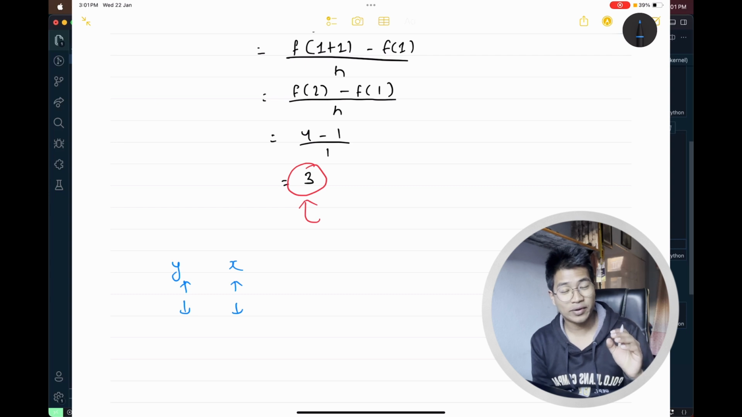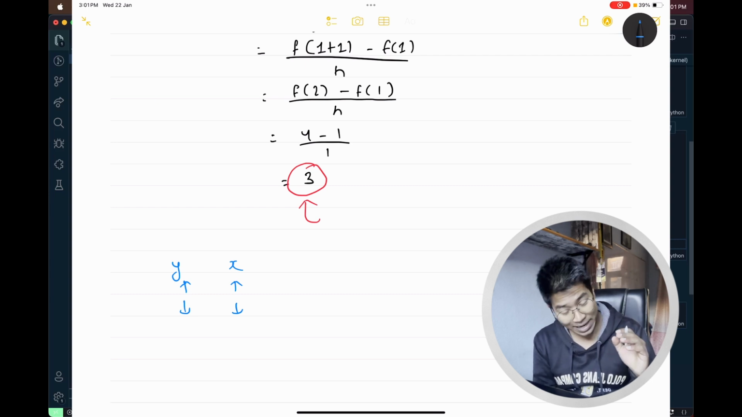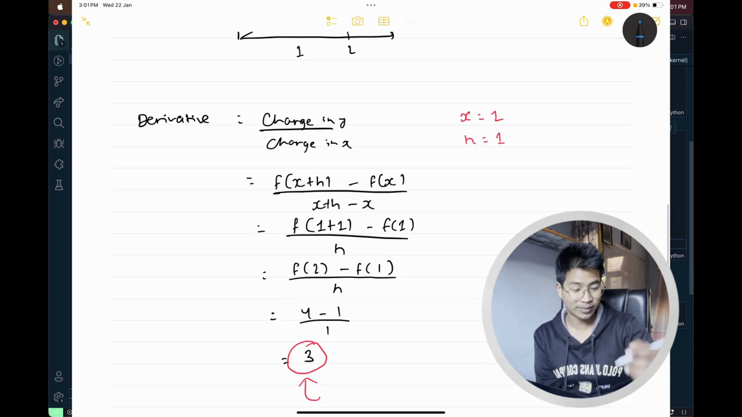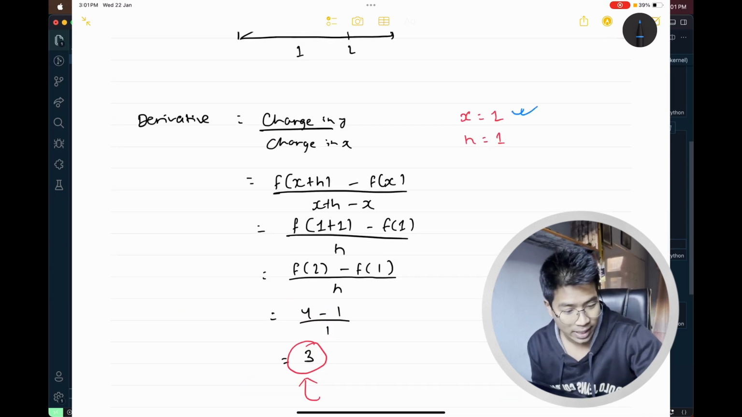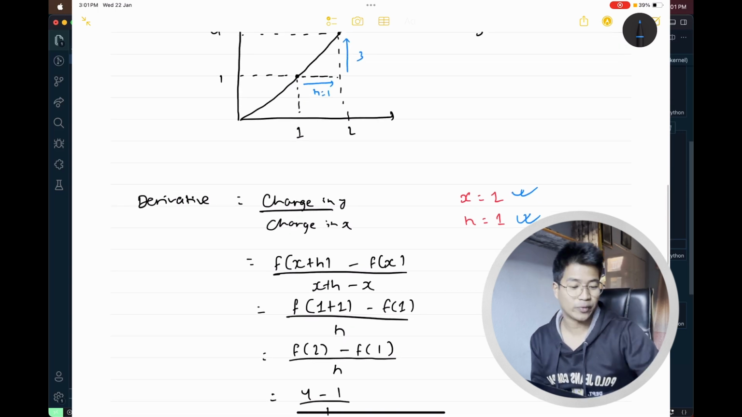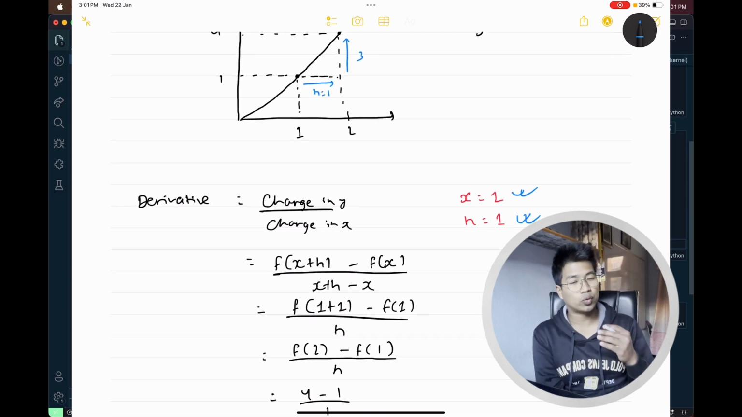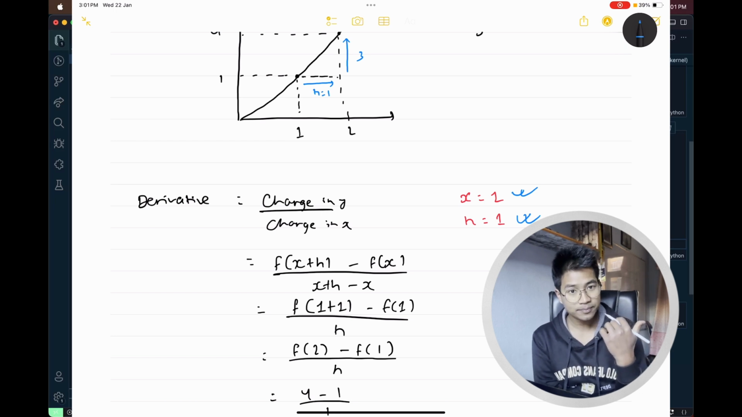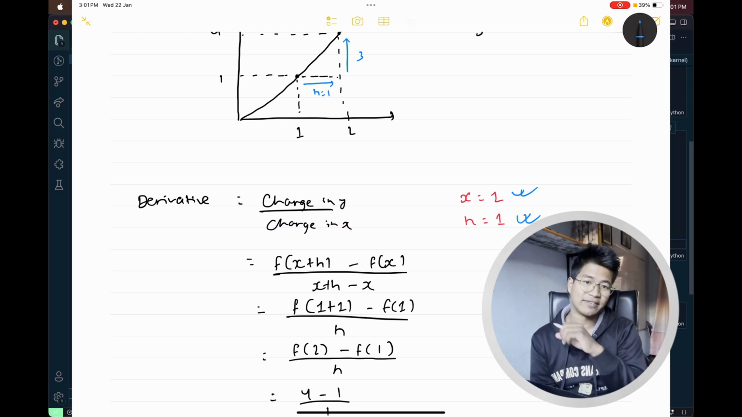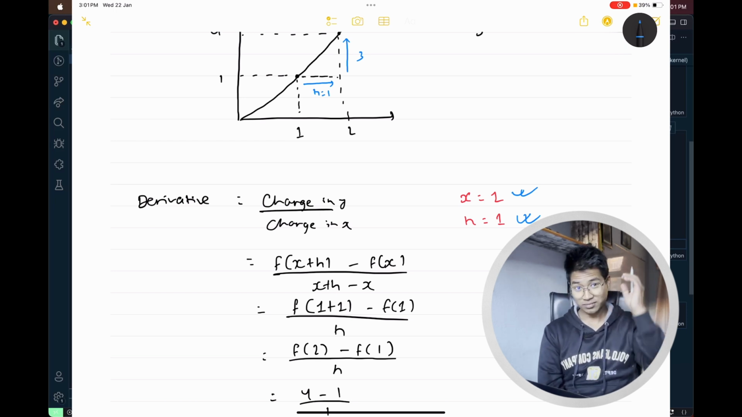I am talking about y and x being directly proportional when I compute the derivative for x equal to 1 and h equal to 1. So from this point, when my x is 1, if I want to increase my y value, I should increase my x value. If I want to decrease my y value, then I should also decrease my x value. Cool, right?